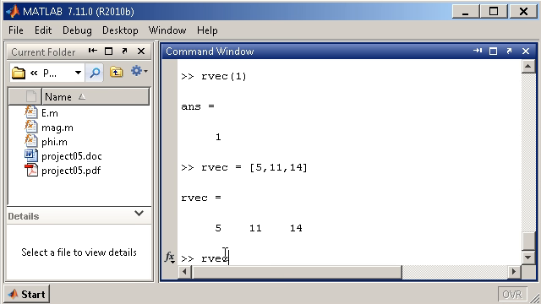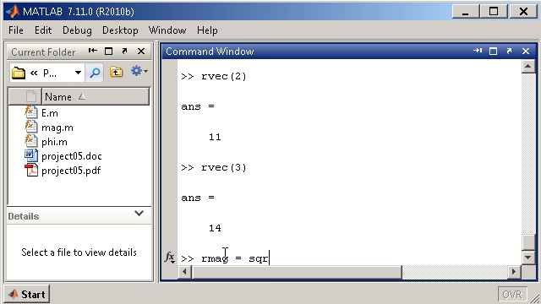Then RVec of 1. I didn't like the other one because RVec of 1 was 1, RVec of 2 was 2, RVec of 3 was 3. You wouldn't see the general idea, but it's the first element stored in RVec, and then RVec of 2 is the second element stored in it, which should be an 11, and RVec of 3 is the third element stored in RVec.